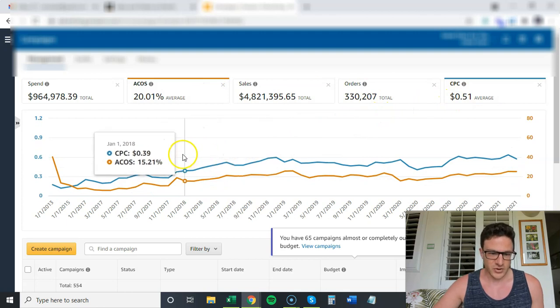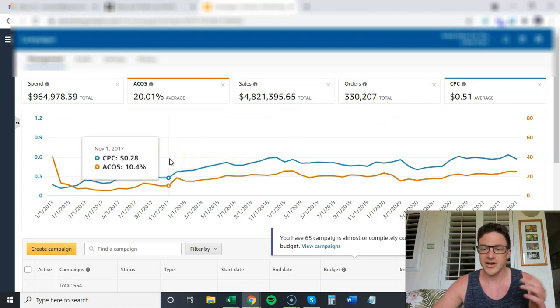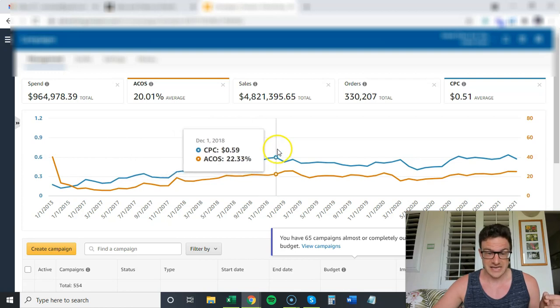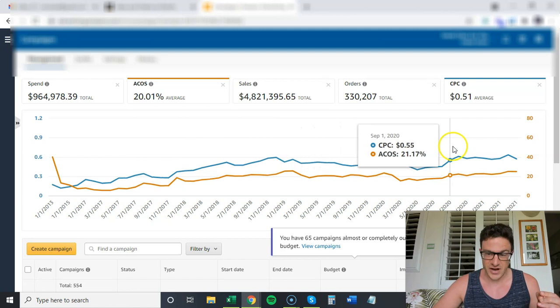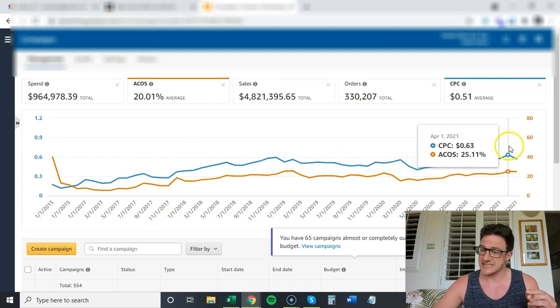Okay, cost per click way back in 2017. I've got lifetime data here. It was 28 cents, the good old days, right? It jumped up. About a year later, it was 51 cents. Now it's still at 52 cents. It's dropped down a few times, but year to date, it's been closer to 60 cents.